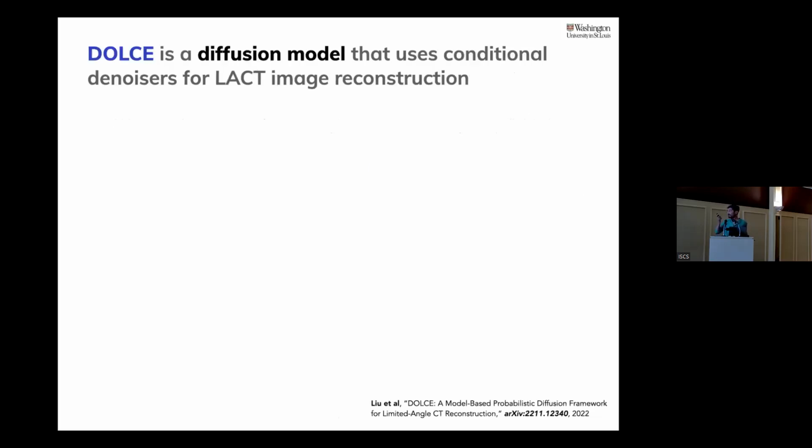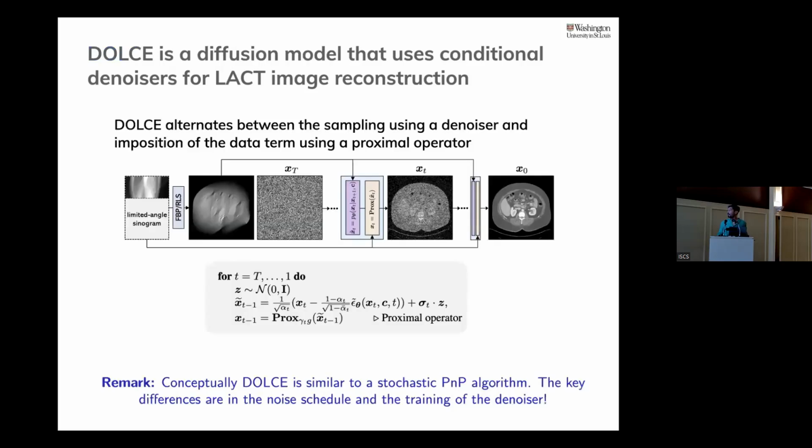Basically, this is the DOLCE algorithm. Again, you can find all the technical details online. It's posted on arXiv. But basically, the idea is that it looks a lot like the plug and play algorithm, a lot like a stochastic plug and play algorithm. So how does it look? The starting point is, of course, the missing angle sinogram. You first back project to get a rough estimate, and now you're going to go through iterations.